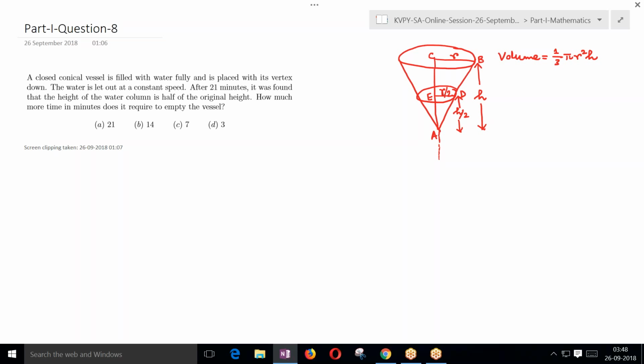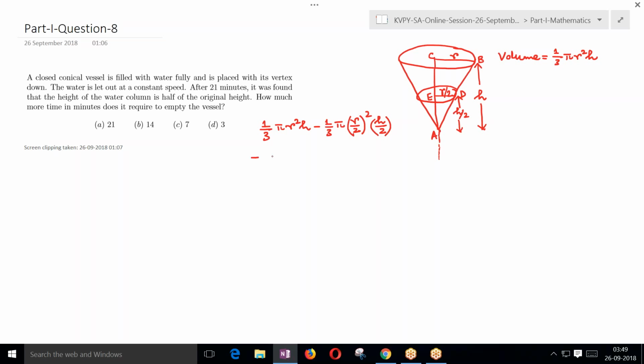Okay, so this is equal to 1/3 pi r square h minus 1/3 pi into (r by 2) whole square into h by 2. So that much water has flowed out in 21 minutes.